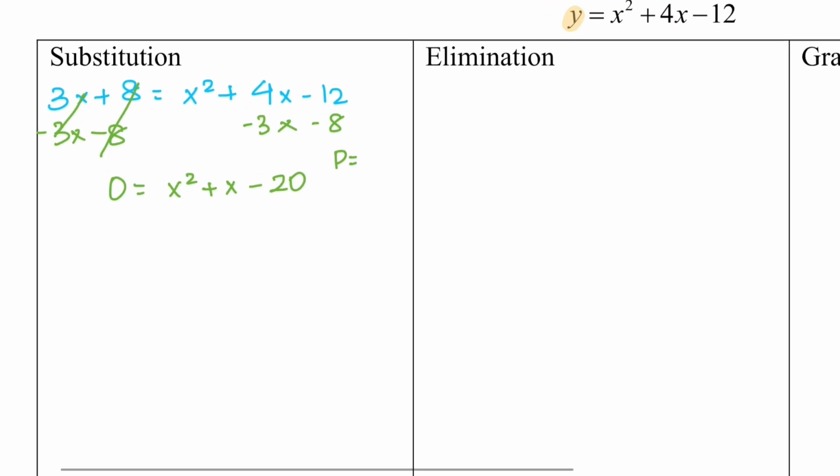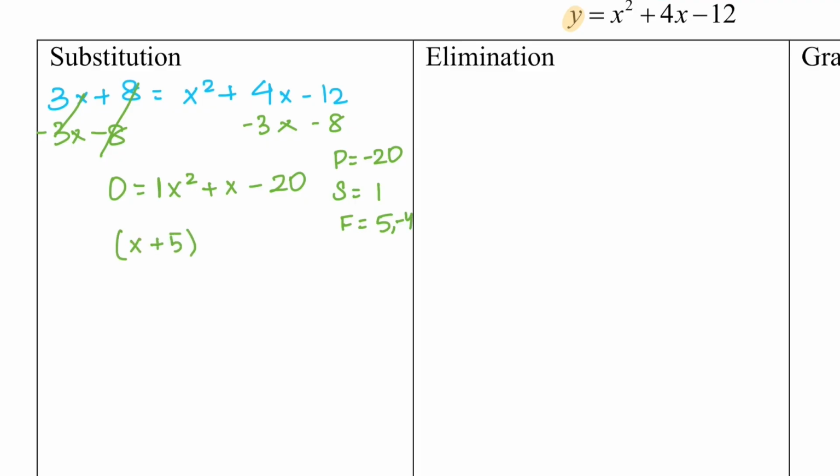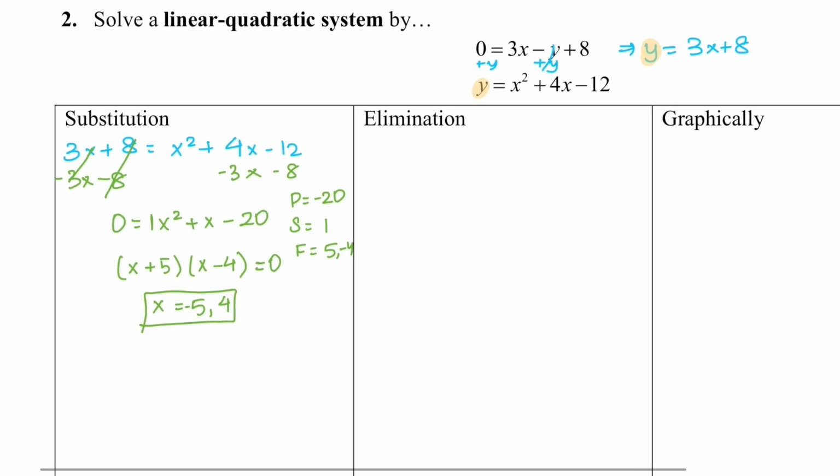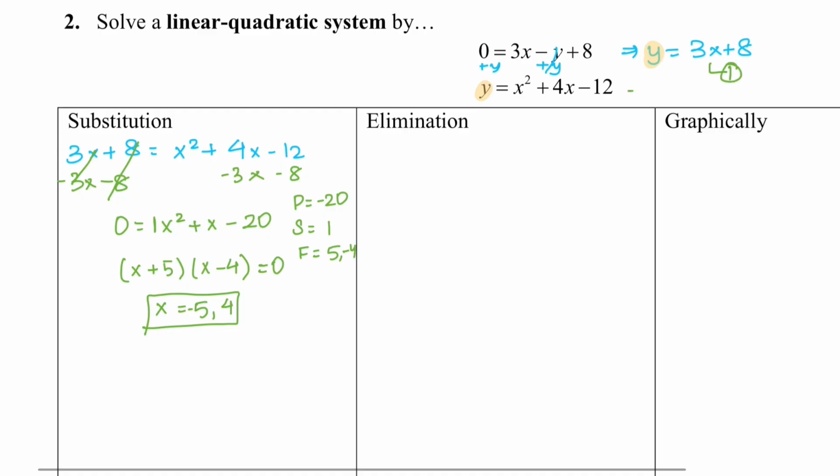So my product is negative 20, my sum is 1, and my factors will be 5, negative 4. Since the coefficient is 1, it'll be x plus 5 and x minus 4 is equal to 0. x will be equal to negative 5 and positive 4. But I'm not done yet. I need to plug in the value of x into y. I can plug it in either 1 or 2.